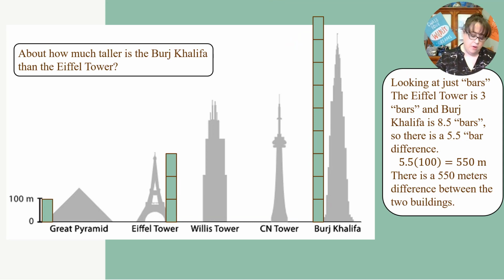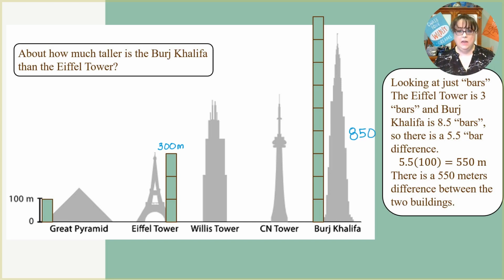Now, could I have gone and done the double conversion? Yes, you absolutely could have. You could have said that this was 300 meters, and you could have said that this was 850, and then you could have said 850 minus 300 equals 550. But you would have had to show the conversion for the 300 and the conversion for the 850. Here, you only had the part in the rectangle, you only had to show one conversion.